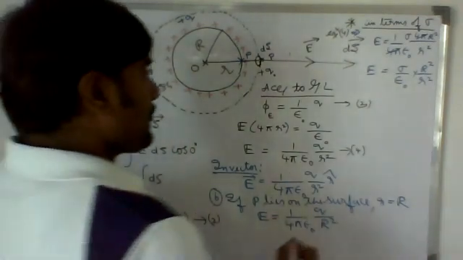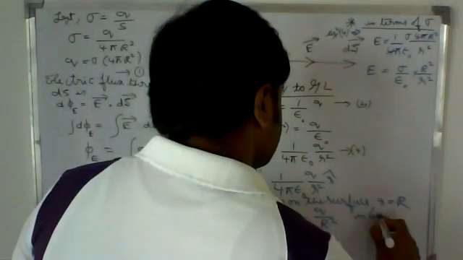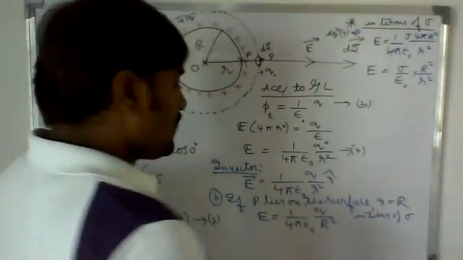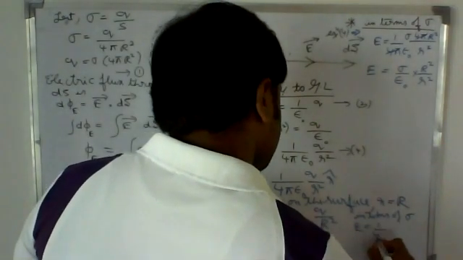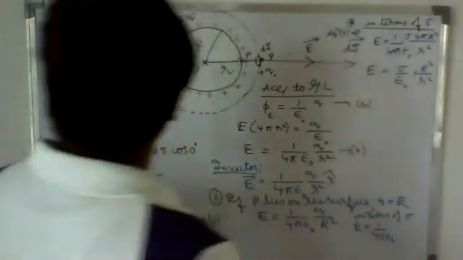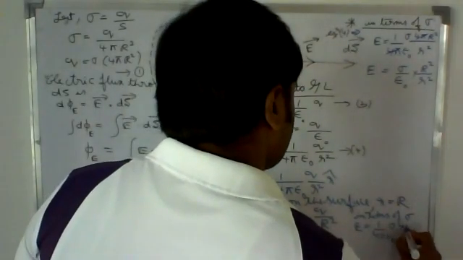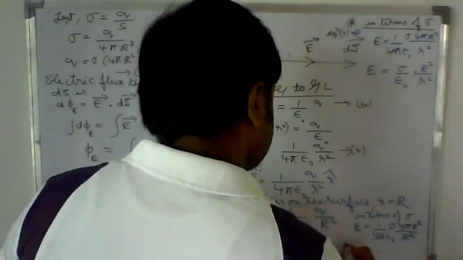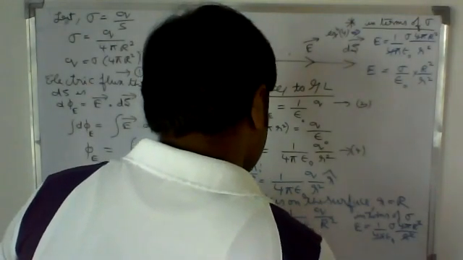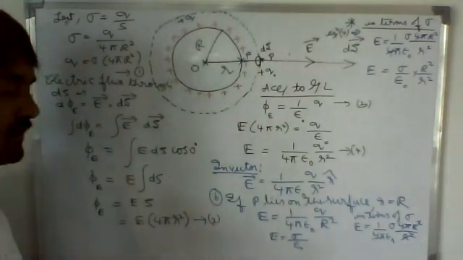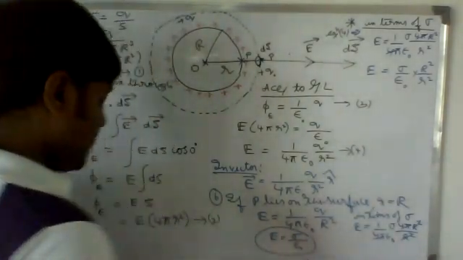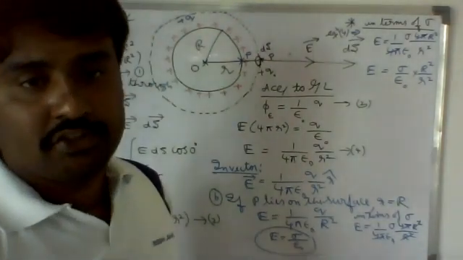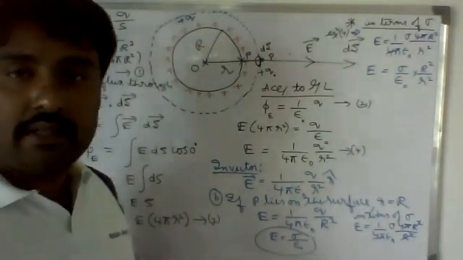In terms of sigma, E is equal to 1 divided by 4 pi epsilon naught. What is the value of Q? Q is sigma into 4 pi capital R square, divided by capital R square, 4 pi cancels. This is just E is equal to sigma divided by epsilon naught. So this is the mathematical expression for electric intensity at a point on the uniformly charged thin spherical shell, in terms of surface charge density.